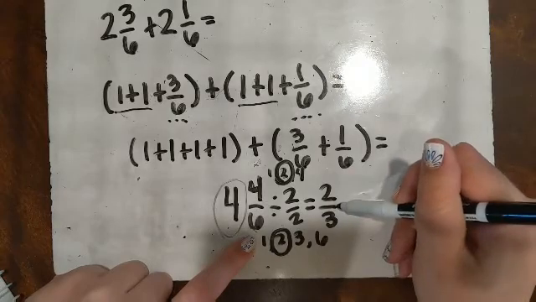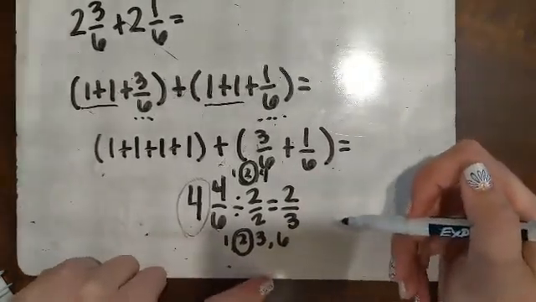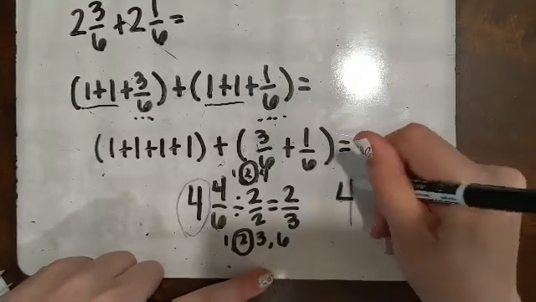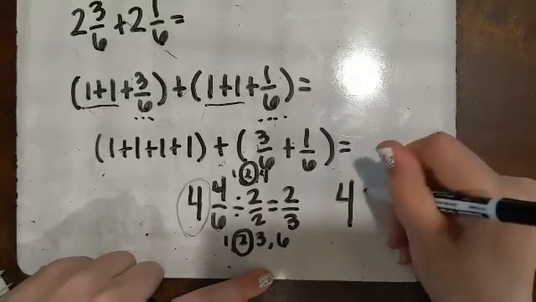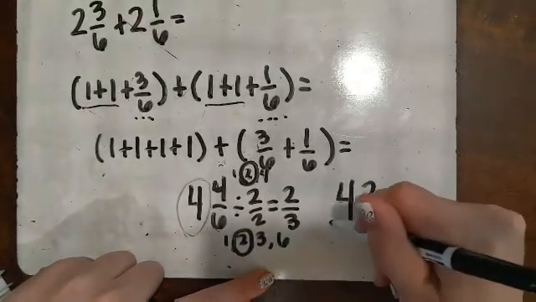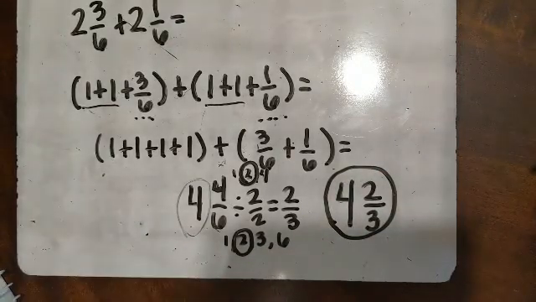Okay, so I've got that 2/3, but don't forget about your whole number. I need to bring those all back together at the very end. I have my whole number, 4, and then my fractional part, 2/3. Okay, that is my final answer. 4 2/3. How'd that go?